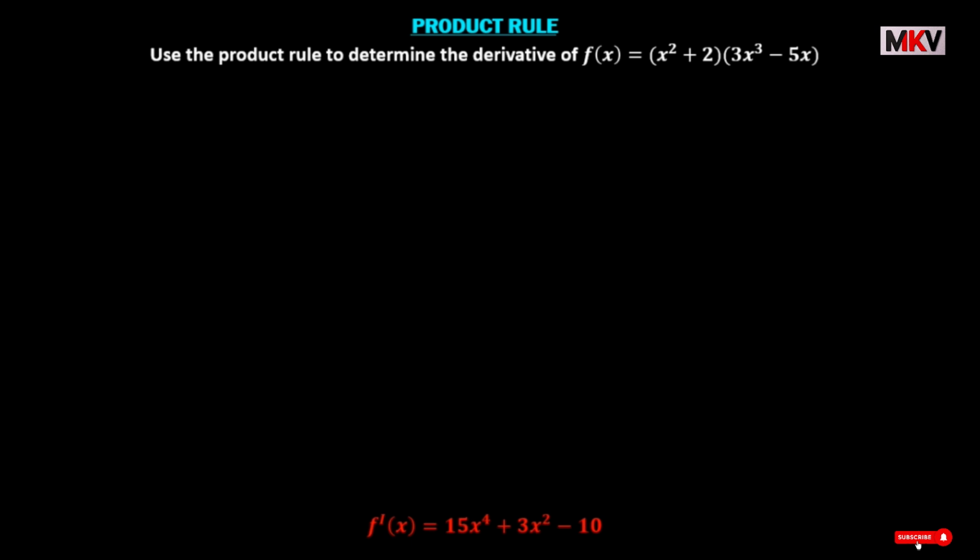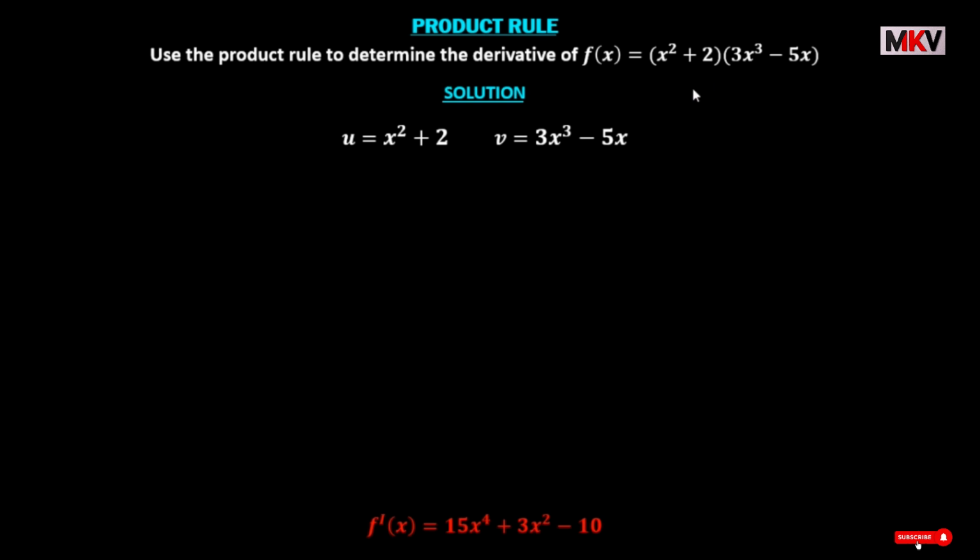So now into the solution of this problem, we will divide the expression into two as we did for the first question. If you look at this question, we have x squared plus 2 in one bracket, 3x cubed minus 5x in another bracket, and they are multiplying. So we can divide them into two, then apply the product rule to find the derivative of this expression.